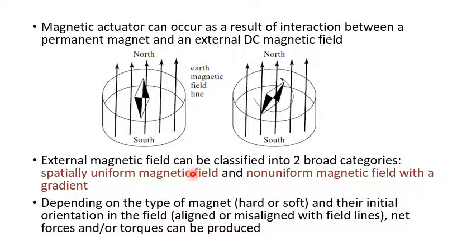Now, irrespective of the method by which it is generated, the external magnetic field can be classified into two broad categories: a spatially uniform magnetic field and a non-uniform magnetic field with a gradient. Depending upon the type of magnet, whether it is hard or soft, and its initial orientation in the field, whether aligned or misaligned, a net force or torque can be produced.